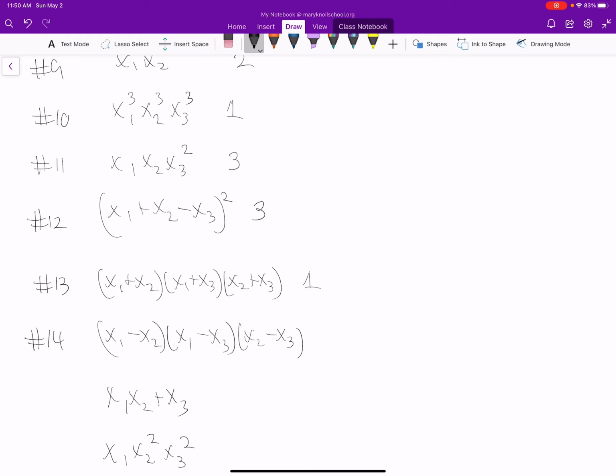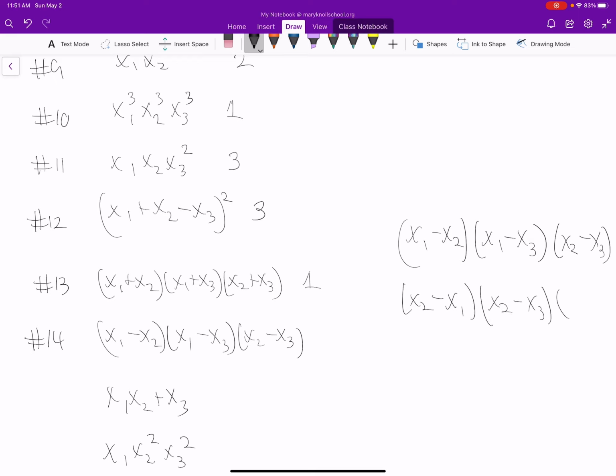So number 14, I believe we can. So let's just experiment with it and see what happens. x1 minus x2, x1 minus x3, x2 minus x3. Did I do that right? 1, 2, 1, 3, 2, 3. Okay, great. And we're going to switch around the 1s and the 2s, just like we did last time. So x2 minus x1, x2 minus x3, and finally, x1 minus x3.